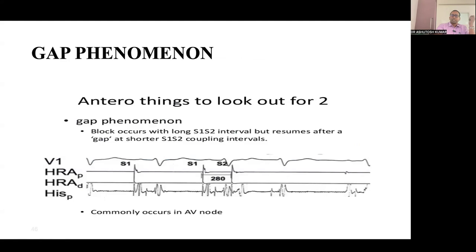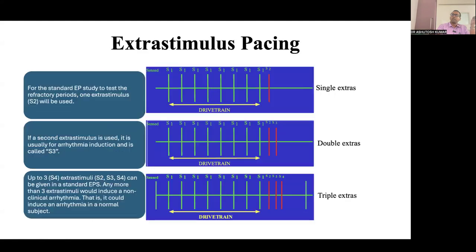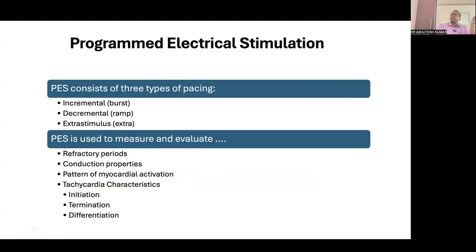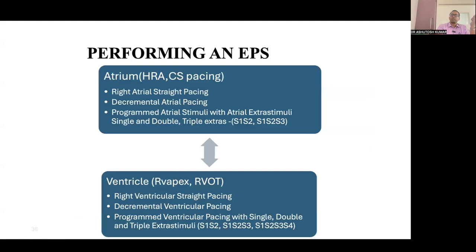Gap phenomena we will be discussing later on. For today, the first part we have completed, that is the tachy protocol. What we are doing is incremental, decremental extras. We start from the ventricle in VT, and in PSVT we start from atrial pacing. And for initiation, termination, and differentiation of the type of tachycardia and myocardial activation, whether it is eccentric or concentric, how the conduction system is behaving, we have to see how the HV interval is behaving, and how the refractory period of the AV node or the rest of the tissue is.